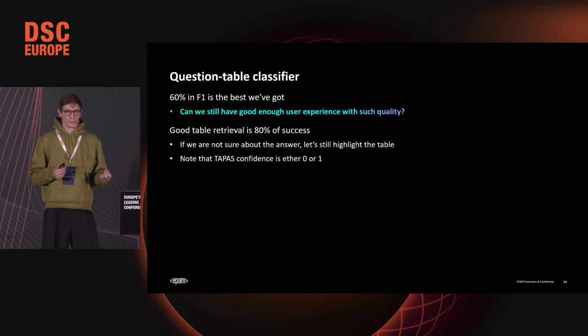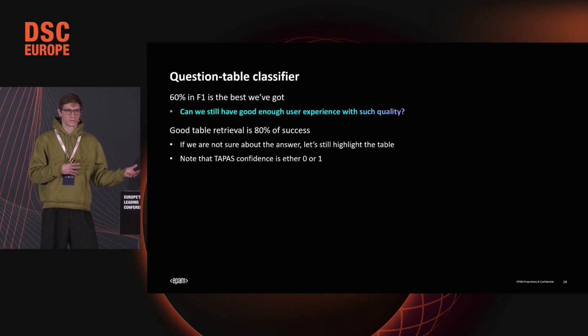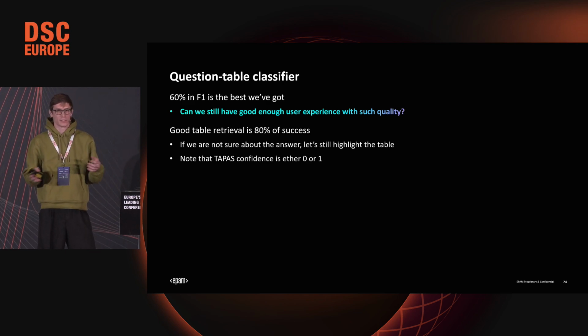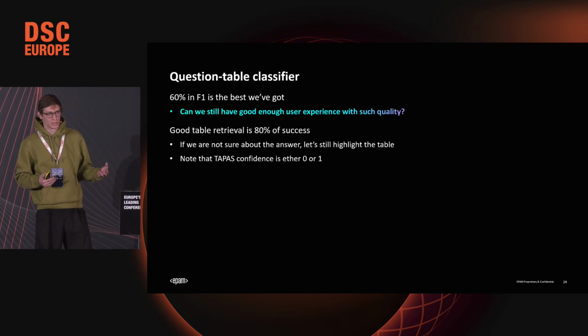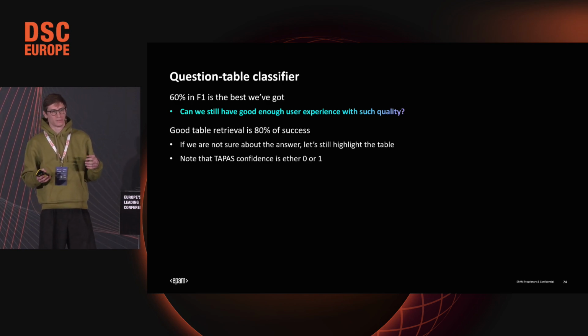So we came up with the idea that we would differentiate between complex questions, where we are not sure our model can perform well, and simple questions. But here we can't rely on Tapas, because it doesn't provide a good distribution of confidence scores or probabilities. It just outputs zeros or ones.